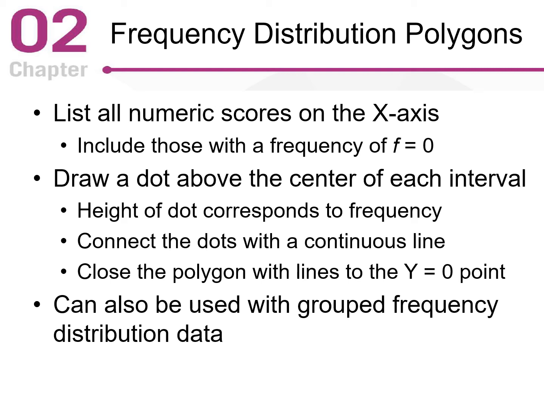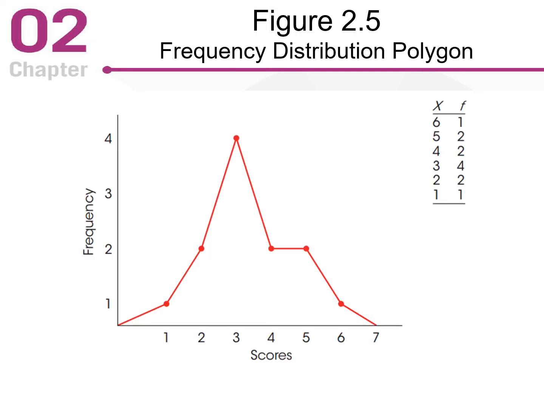And you can do this with individual scores, and you can also do this with group frequency distributions. And this is what it looks like. Here's your frequency polygon. This tells me similar things to what the histogram tells me: there's a spike in the middle, a spike here at 3, and there's not as much going on at the lower end and the upper end.